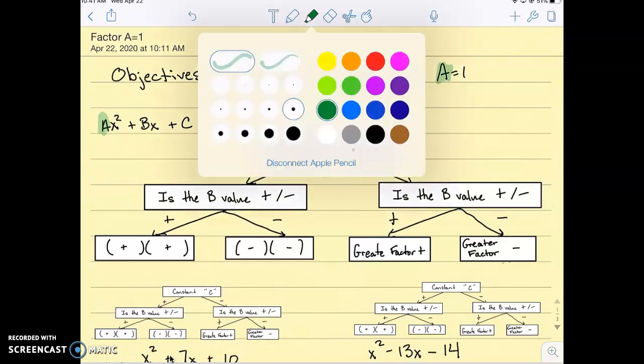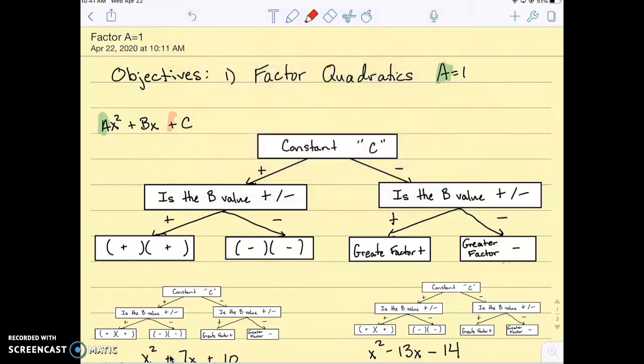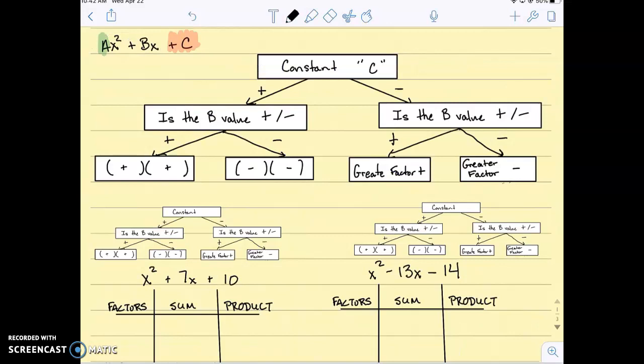Well, where's the c value? The c value is here at the end, and it's called the constant because it doesn't have a variable on it. So the first thing we do is we find our c value. Once we locate our c value, we ask ourselves if it's positive or negative. If our c value is positive, we're going to follow the left-hand flow. And if our c value is negative, we're going to follow the right-hand flow.